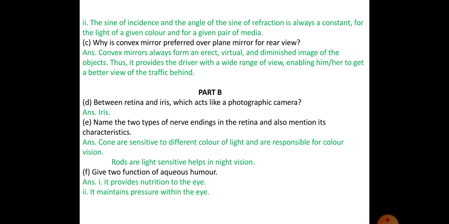Why is a convex mirror preferred over a plane mirror for rear view? Means for a car rear view mirror. A convex mirror always forms an erect, virtual and diminished image of the object. Thus it provides the driver with a wide range of view, enabling him or her to get a better view of the traffic behind.